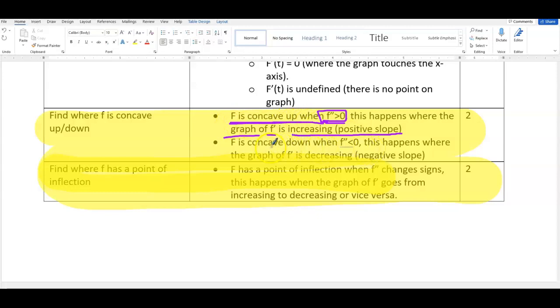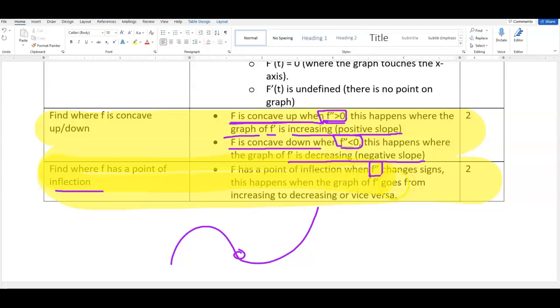The opposite is true for concave down. f is concave down when the second derivative is negative, which means that we're looking for those places where the second derivative graph is decreasing, or in other words, has a negative slope. Now, f has a point of inflection when f double prime changes signs. A point of inflection is where a graph changes concavity, like from concave down to concave up. So somewhere right about there would be a point of inflection. So when the second derivative changes signs, you have a point of inflection.